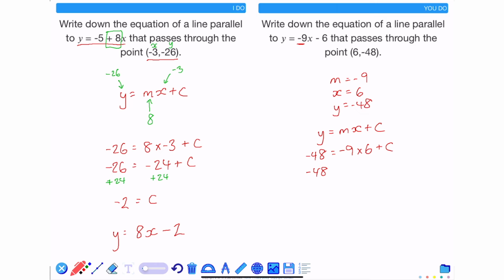-9 times 6 is -54. Rearranging by adding 54 to both sides gives me 6 is equal to c, or c is equal to 6. I now know that the equation of my parallel line, which is parallel to y is equal to -9x minus 6 and has to go through the point 6, -48, is y is equal to -9x plus 6. This is the equation of the parallel line.